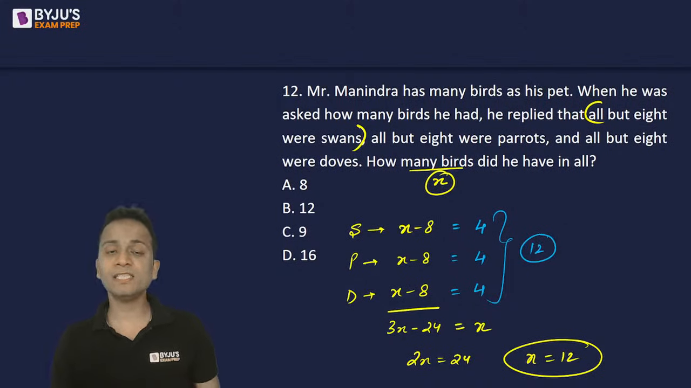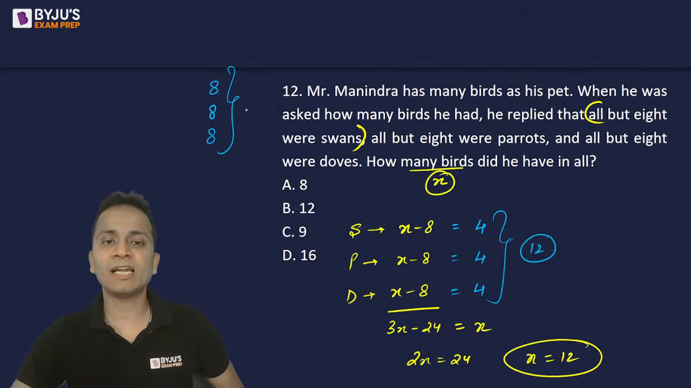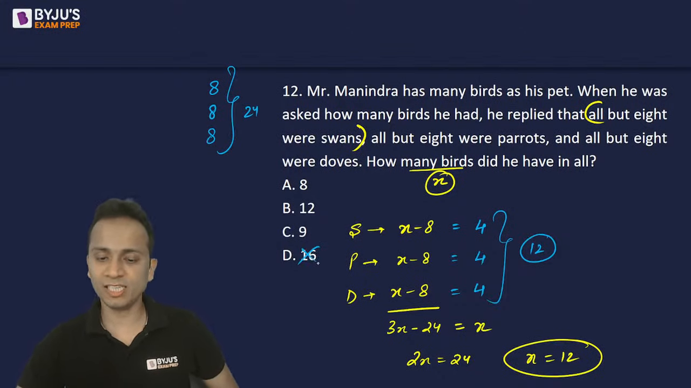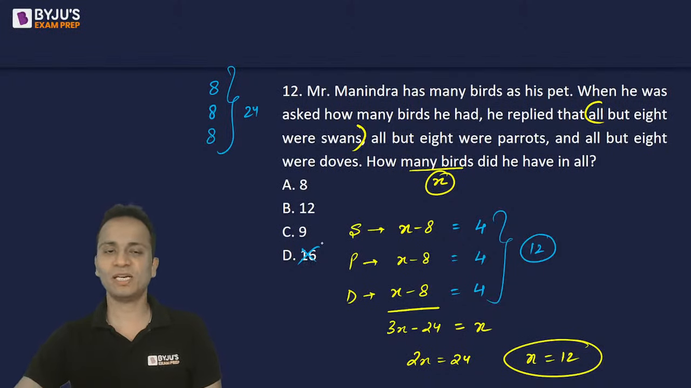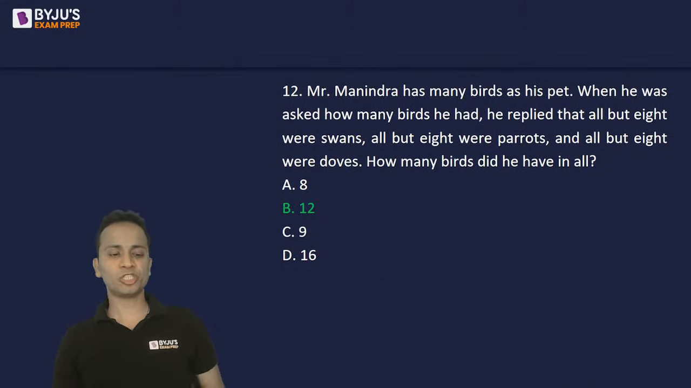Those who are saying 16 as the answer, agar 16 answer hoga, so 16 minus 8, there will be 8 swans, 8 parrots and 8 doves. This adds up to 24, not 16. So 16 answer nahi hoga. So the answer will be 12. Option B, that is 12, is the correct answer of this question.